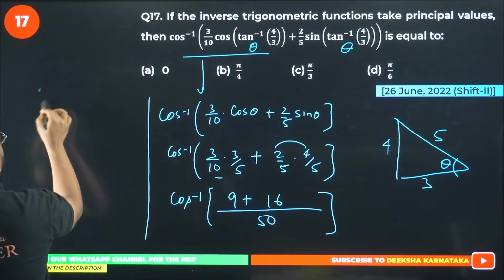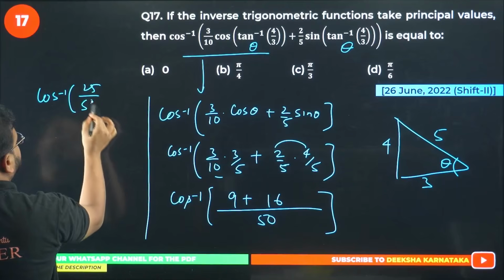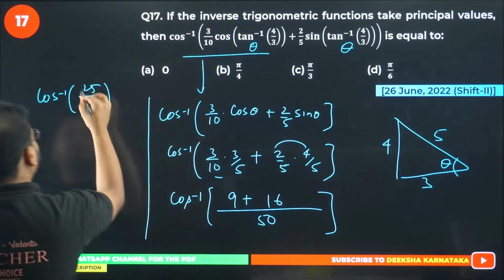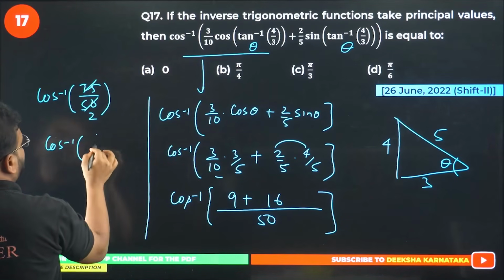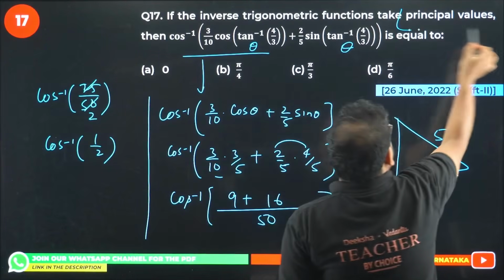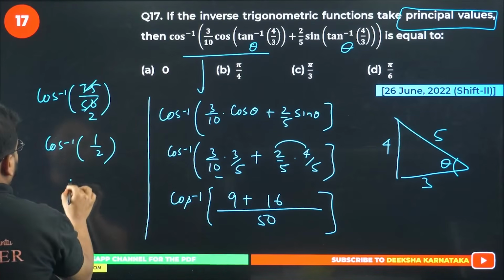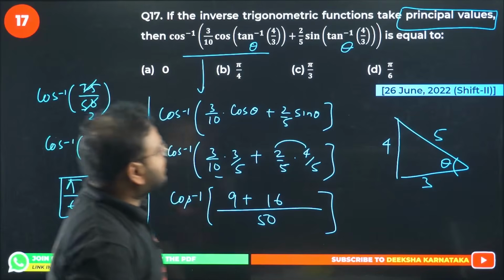What I get for this? Cos inverse of 25 by 50. Correct now? 9 plus 16 is 25. Cancel 2. Cos inverse of 1 by 2. They are talking about principal value branch. Okay? Principal value. Answer will be pi by 6. Pi by 6. Option D is correct.